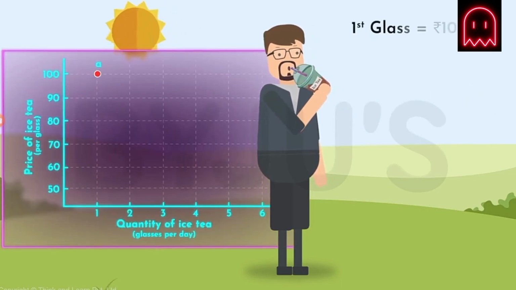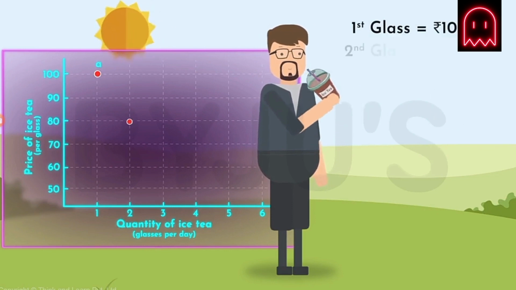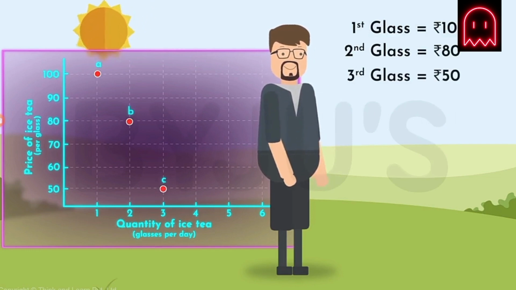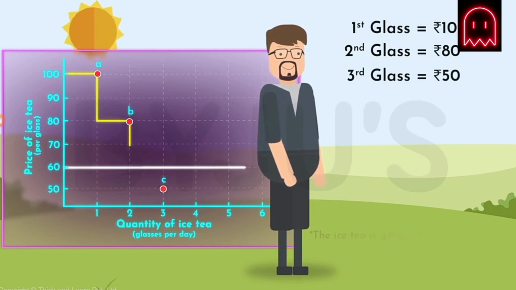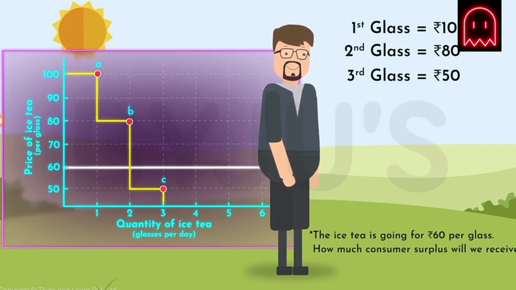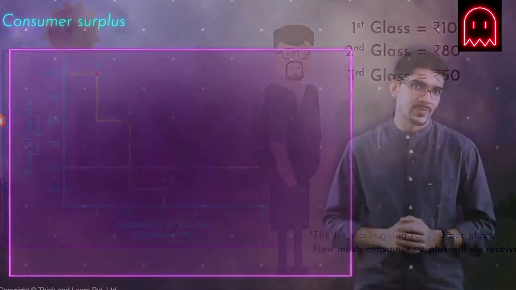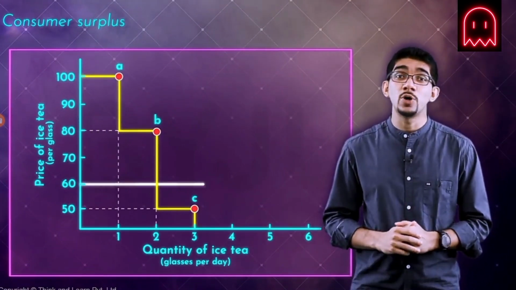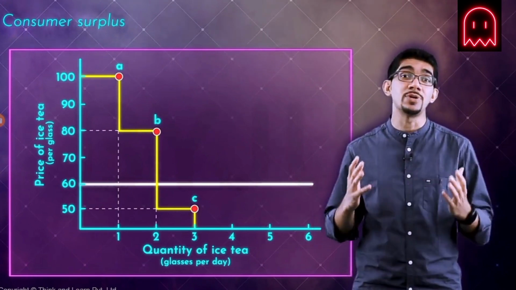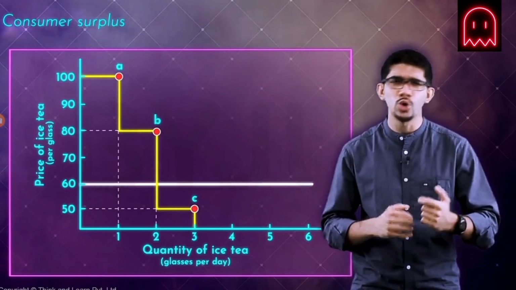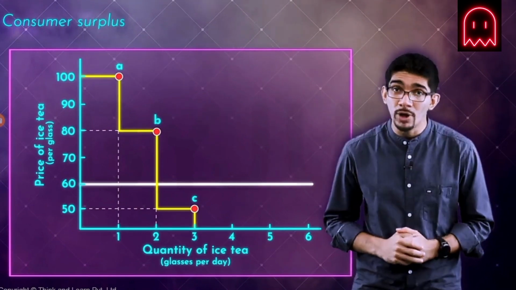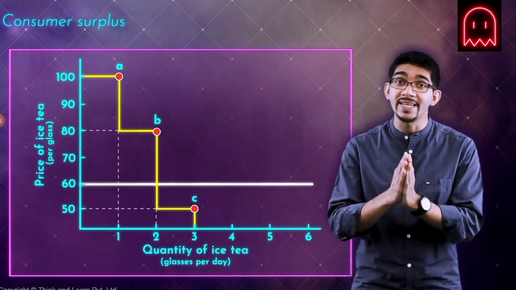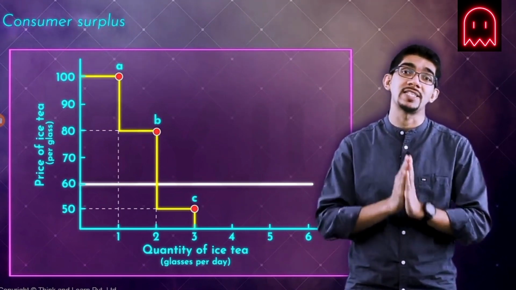Suppose I'm willing to pay 100 rupees for the first glass, point A, 80 for the second glass, point B, and 50 for the third glass, point C. And suppose the iced tea is going for rupees 60 per glass. How much consumer surplus will I receive? Notice in this graph that my demand curve for iced tea has a step-like shape. This is because we are treating iced tea as a discrete unit and hence there is no demand for 1.2 or 1.5 glasses. If I want more than one, I have to buy 2. This is demonstrated by my willingness to pay 180 successively for the first 2 glasses of iced teas.